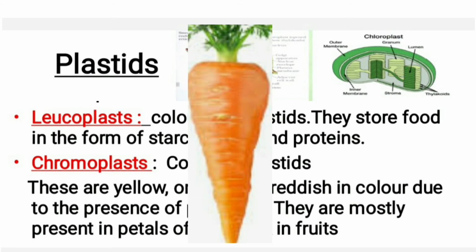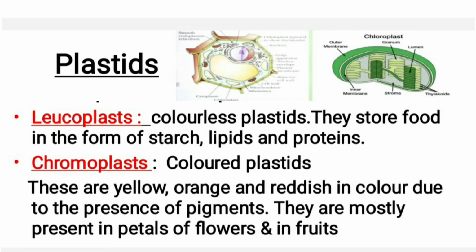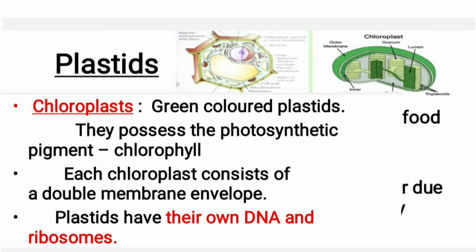But violet, blue and purple are coloring pigments that are not dissolved with the plastids. Instead, they remain dissolved in the cell sap of the vacuole, and give that color to the plant structure. Did you see the violet or purple color fruits and flowers? These pigments are called anthocyanin. Next, chloroplast. Chloroplast is the green colored plastid, which possesses the photosynthetic pigment chlorophyll.